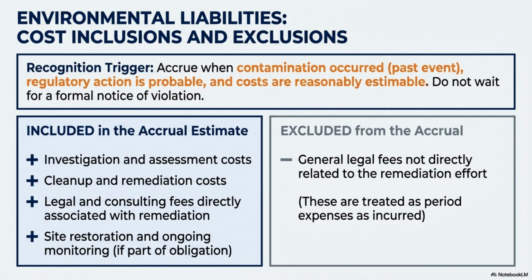Environmental liabilities have a recognition trigger that surprises people. You do not wait for a notice of violation, a regulatory agency visit, or a formal enforcement order before accruing. The trigger is the contamination itself. If contamination occurred before the balance sheet date and regulatory action is probable, you accrue as soon as the costs are reasonably estimable, regardless of whether any regulator has contacted you.